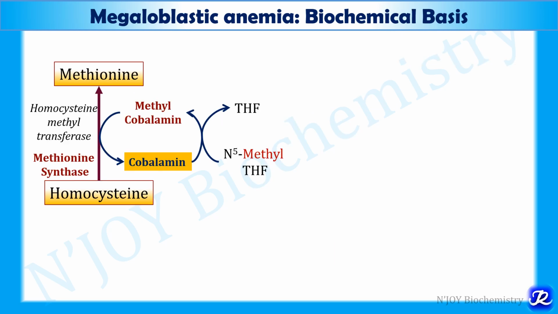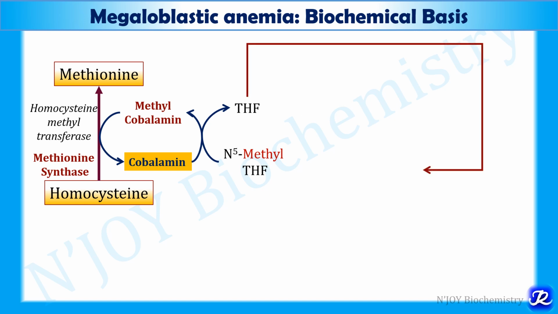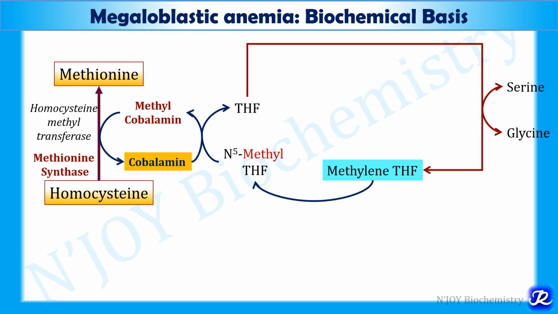What is the biochemical basis of megaloblastic anemia seen in vitamin B12 deficiency? We know that for regeneration of methionine from homocysteine, we require cobalamin as well as methyl tetrahydrofolate. Now, in this reaction, tetrahydrofolate is formed, and from this tetrahydrofolate, methylene tetrahydrofolate can be formed by the interconversion of serine to glycine. This methylene tetrahydrofolate can be converted to N5-methyl tetrahydrofolate, but this reaction is not reversible.